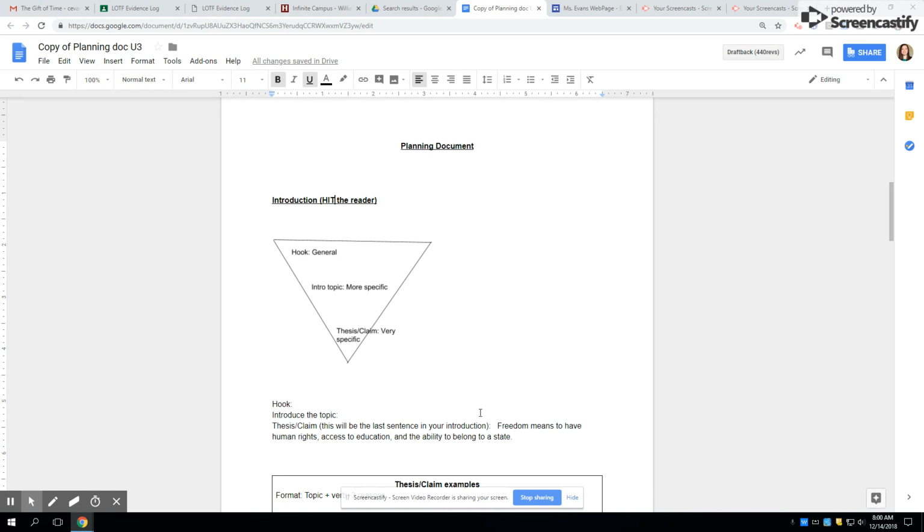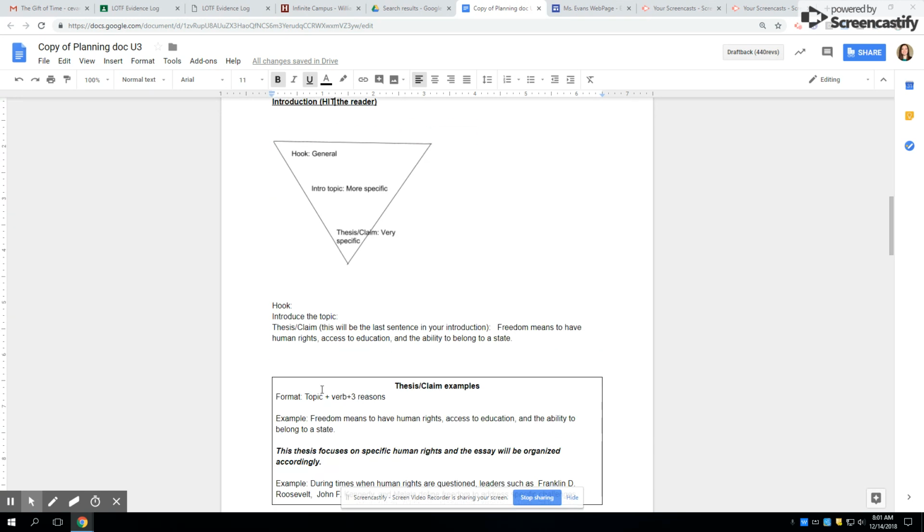This is the sentence that you built the other day, which followed the format of topic, verb, and 3 reasons or 3 ideas. Go ahead and copy and paste that thesis or controlling idea into your document now. I've put one here. You put yours.